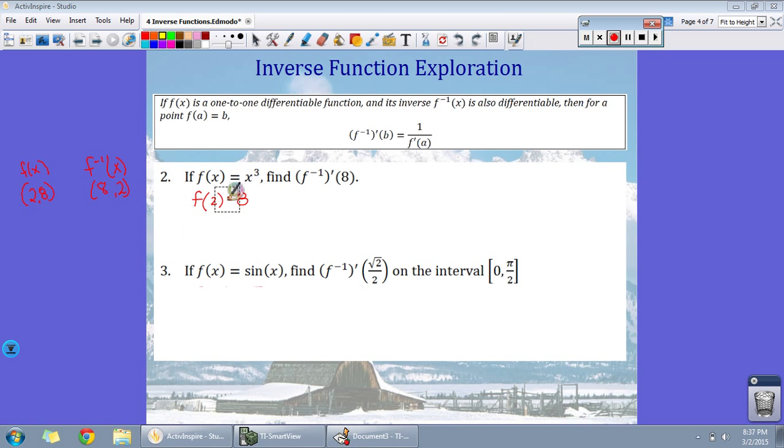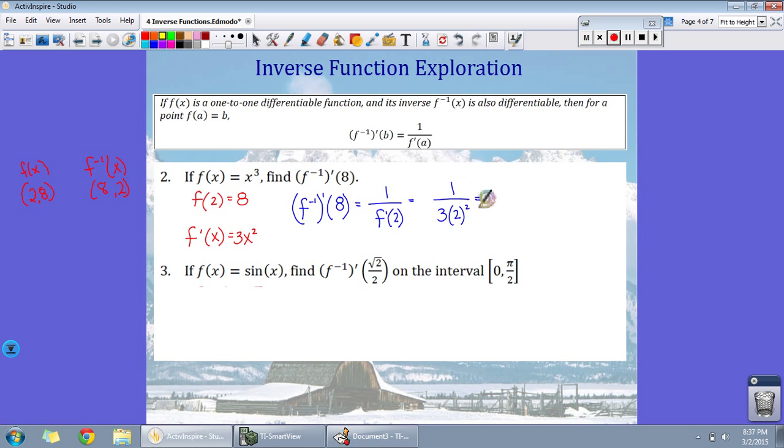Then we're going to take the derivative of the original. The derivative of x cubed is just 3x squared. Now using this theorem, we can say that the derivative of the inverse at 8 equals 1 over the derivative of the original at 2. So 1 over 3 times 2 squared. 2 squared is 4, 4 times 3 is 12, so this is 1/12.